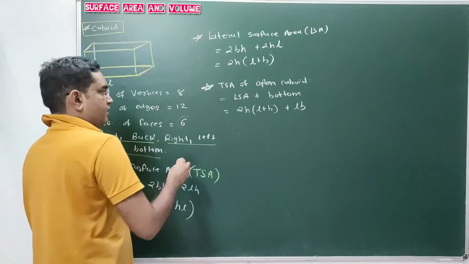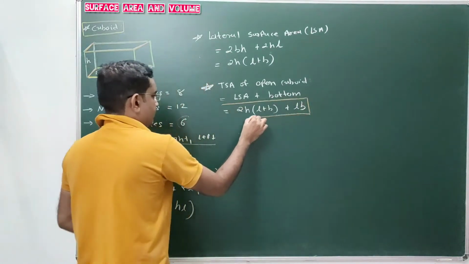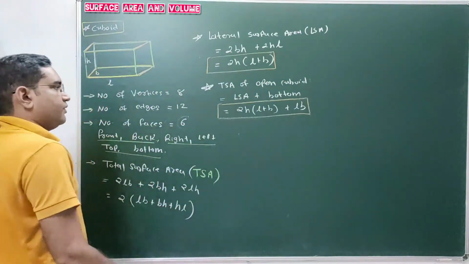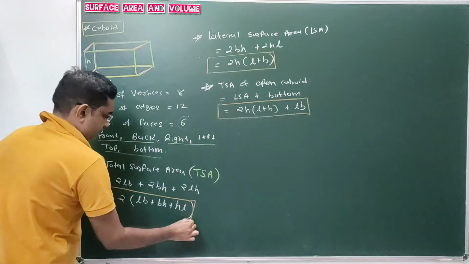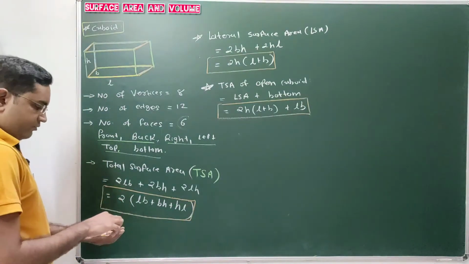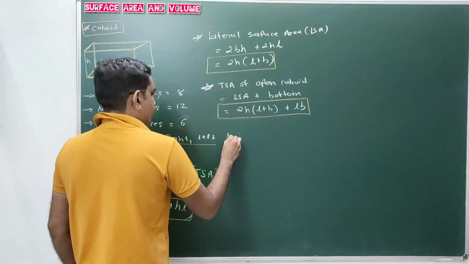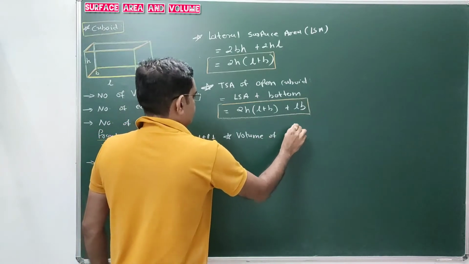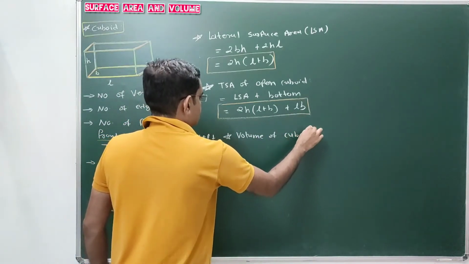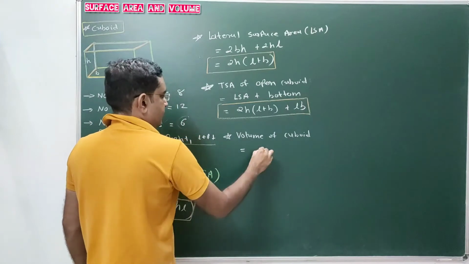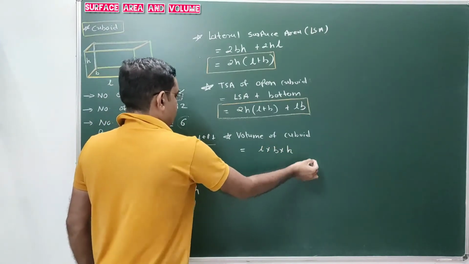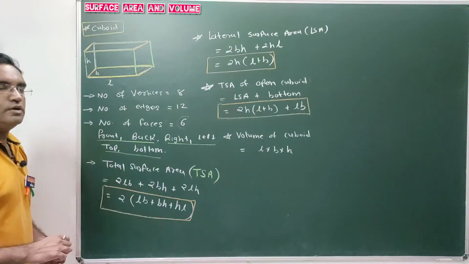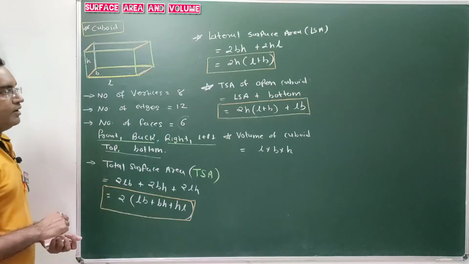So these are the 3 formulas that you have to learn for surface area: total surface area, lateral surface area, and total surface area of open cuboid. Done. Next formula for the cuboid is volume of cuboid. Volume of cuboid is nothing but L into B into H, length into breadth into height. That is the volume of cuboid. Clear, students? So these are the important formulas for the cuboid.